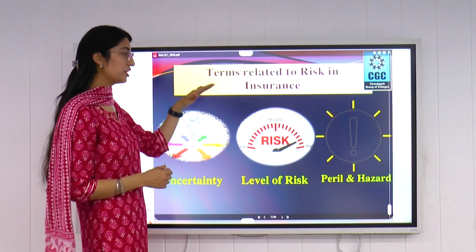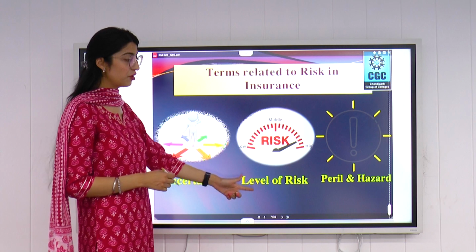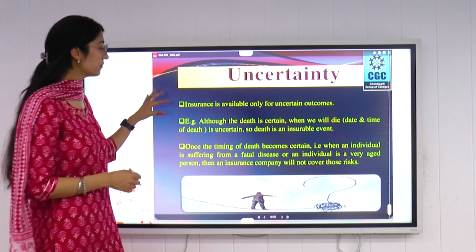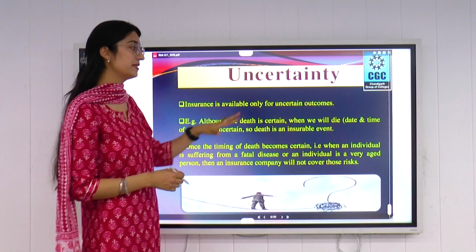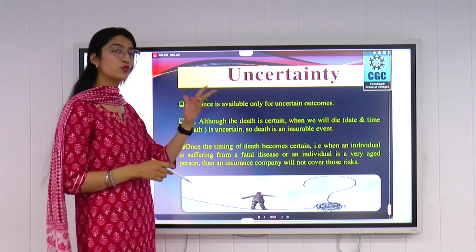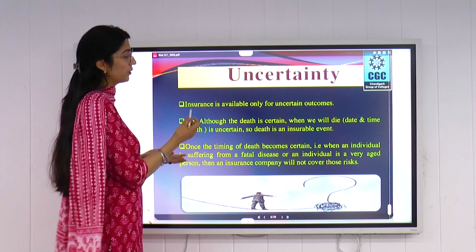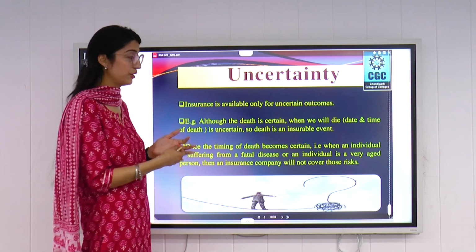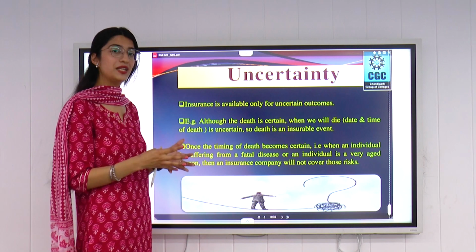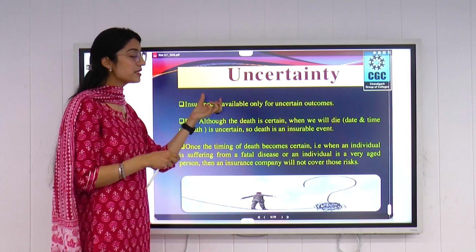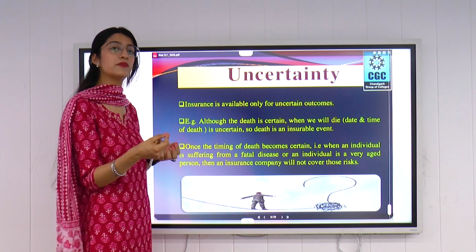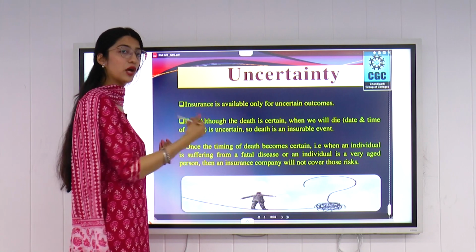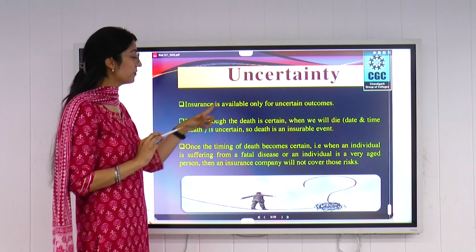Now, the terms which are related to the insurance are uncertainty, level of risk, perils, and hazards. Now, the first one is uncertainty. Insurance is available only for uncertain outcomes. Now, there are two observations over here. Somehow, somewhere it is pointed out that uncertainty is not insurable. But in the given language, we say that the risk which is uncertain, where we have some uncertain outcomes, that is only insurable. Where there is a certain uncertainty about the outcomes, that can only be insurable.